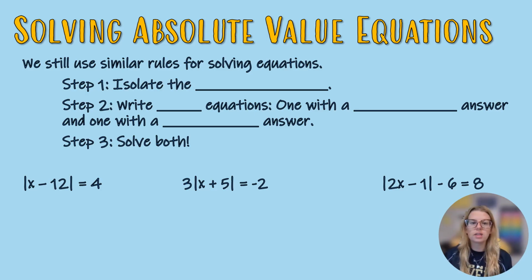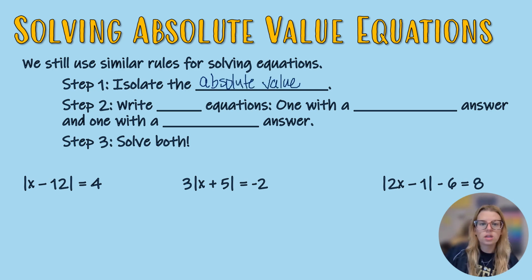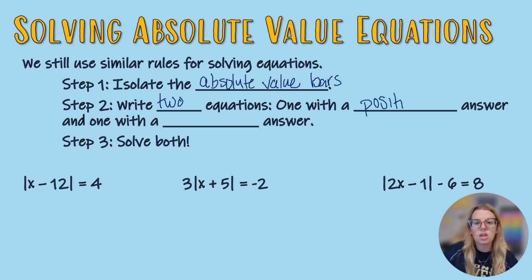So let's go ahead and think about that when we're solving absolute value equations. The first thing we want to do is think about these absolute value bars as parentheses. We want to isolate those absolute value bars first. Okay, so I need to get rid of everything else so that I can just focus on the absolute value part of the equation. Then we're going to write 2 equations after we do that. Because remember, the inside of my bars can be positive or negative. So that means one of them is going to have a positive answer and the other one is going to have a negative answer. Alrighty, and then we're going to solve both.